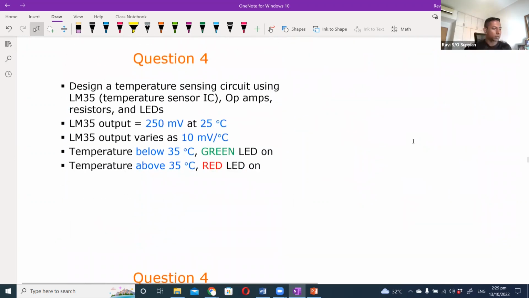Okay, question 4. Question 4 is a nice question. I always like these kinds of design questions because they are an application of a real-world scenario. Here you have a temperature sensing circuit using an LM35, op amps, resistors, LEDs, and so on, and you are given these specifications.